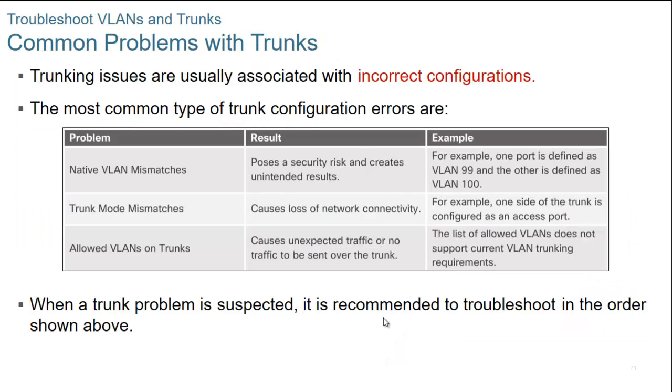Trunking issues are usually associated with incorrect configurations. The most common types of trunk configuration errors are native VLAN mismatches, trunk mode mismatches, and allowed VLANs on trunks. Native VLAN mismatch means that you have different native VLANs on both sides of the trunk. Mode mismatch means you have different or incompatible modes on each side of the trunk. Allowed VLANs on trunk means you forget to put certain VLANs that are allowed to traverse across the trunk. These are the usual problems that happen in configuration. When a trunk problem is suspected, it is recommended to troubleshoot in the order shown above.